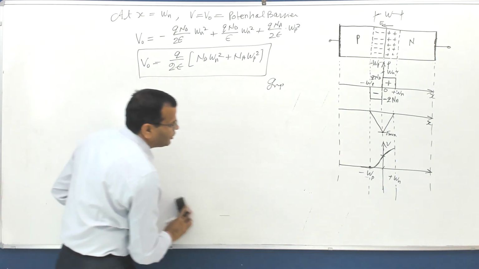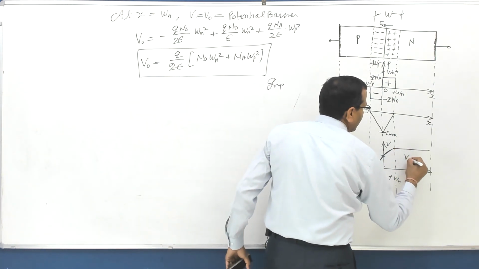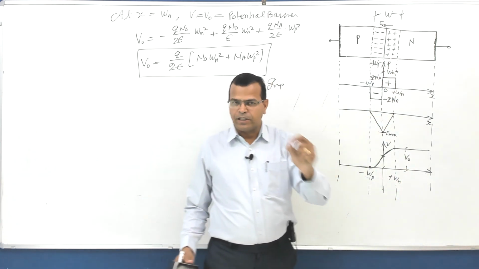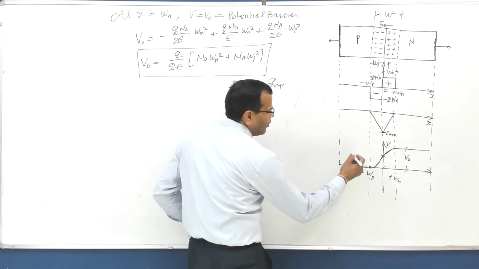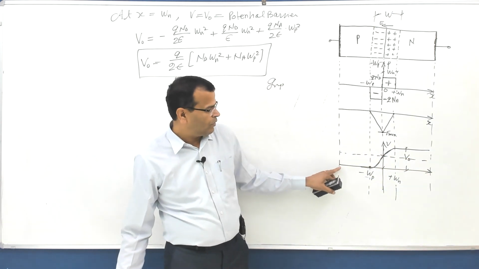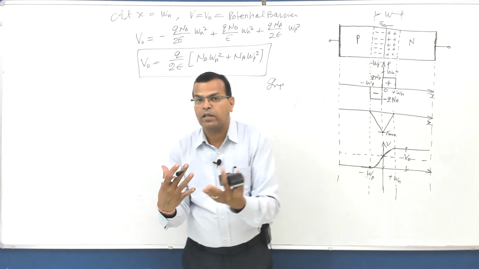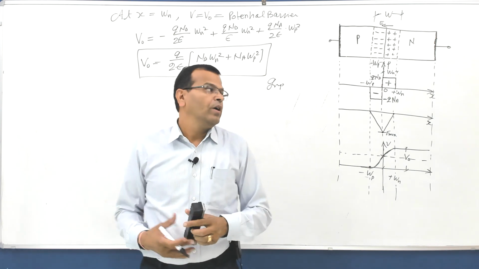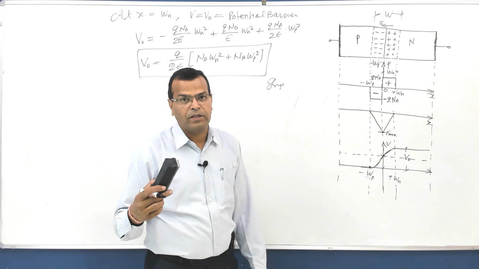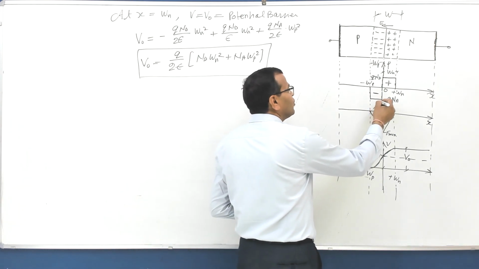If you draw the variation, this will be V naught here. So potential is existing from this. In some books, if you take minus V naught by 2 as reference, it will be like this, minus V naught by 2 here and plus V naught by 2 on this side. It depends on the book. It may be varying. And in some questions in the past, they have shown this potential to be positive.